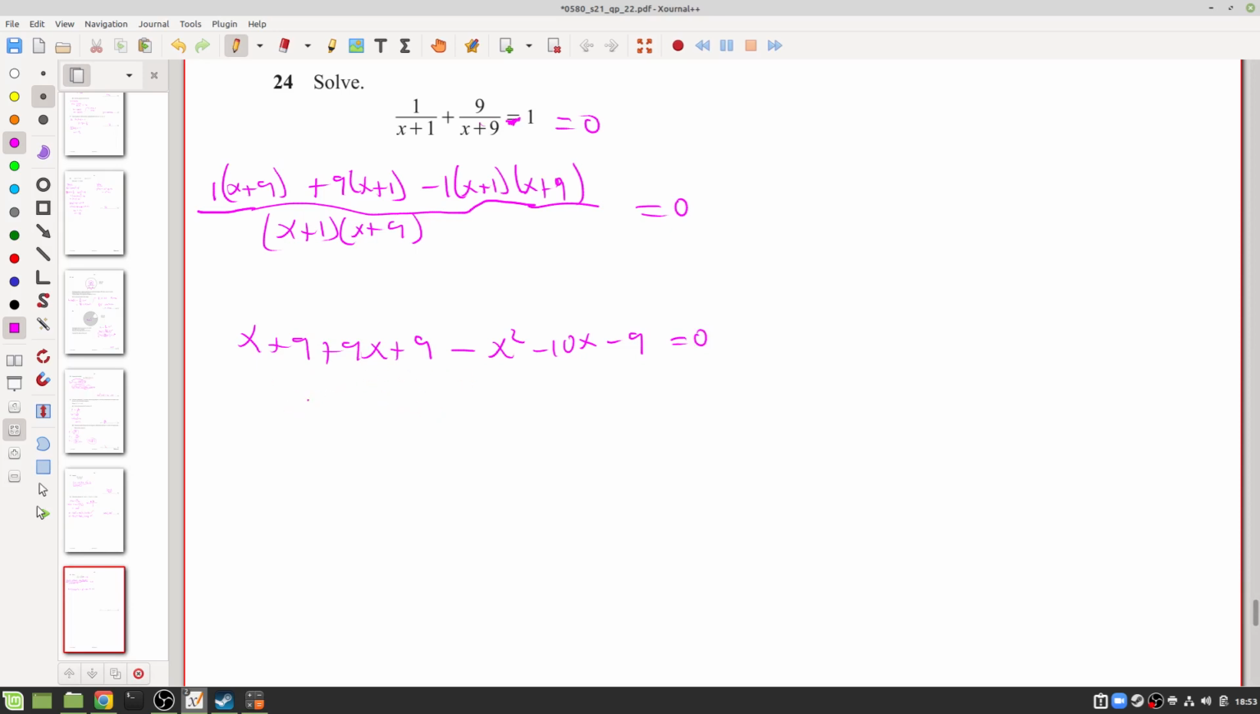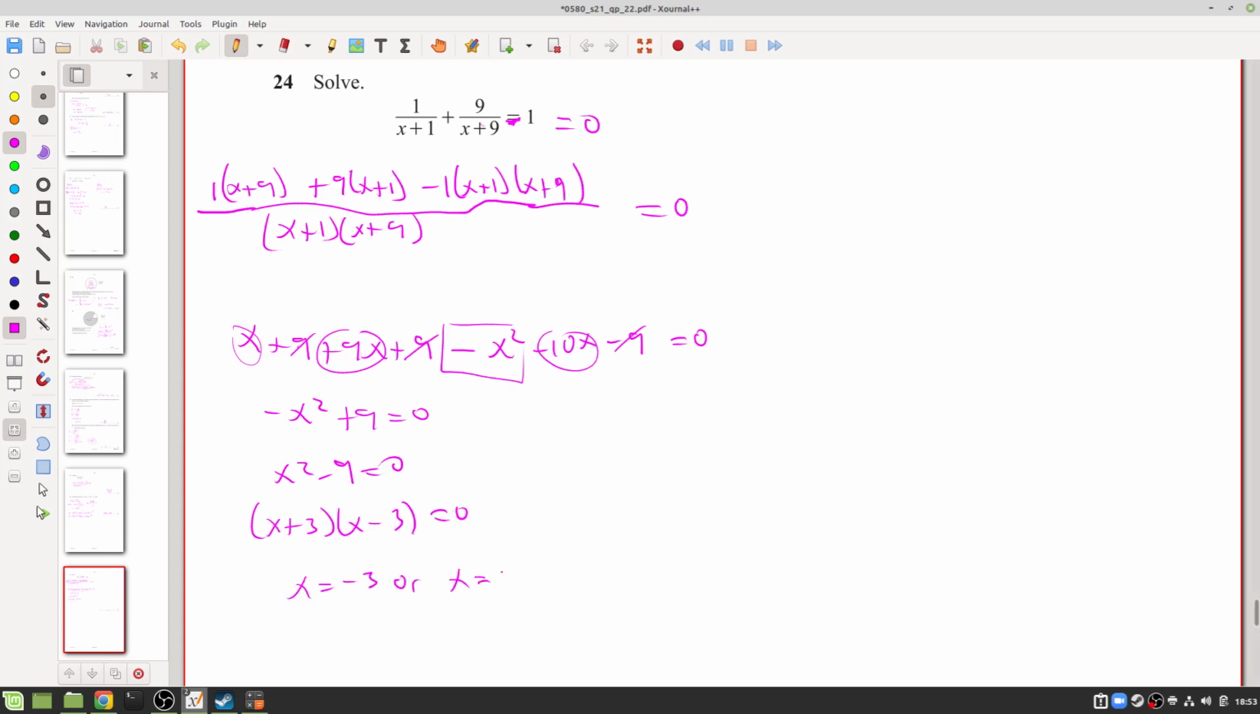Okay, let's collect our like terms. We're going to have negative x squared. That's all the x squareds. And all the x's, we've got 1x, 9x, minus 10x, which is nothing. And then we've got 9 plus 9 minus 9, so it's just going to be 9 equals 0. Okay, so then let's multiply by negative 1. So x squared minus 9 equals 0. Then we can factorize the difference between two squares equals 0. So x equals negative 3 or x equals 3.